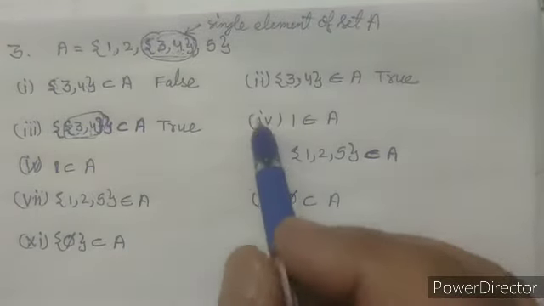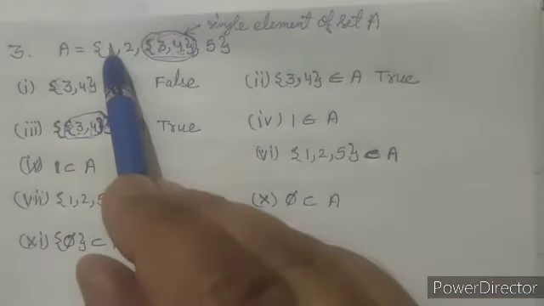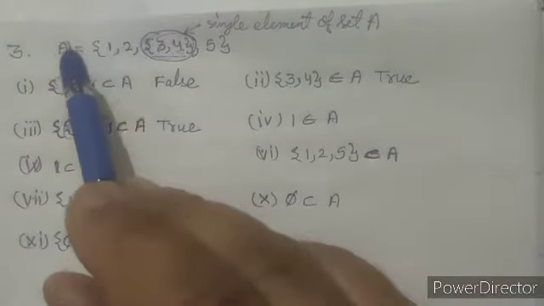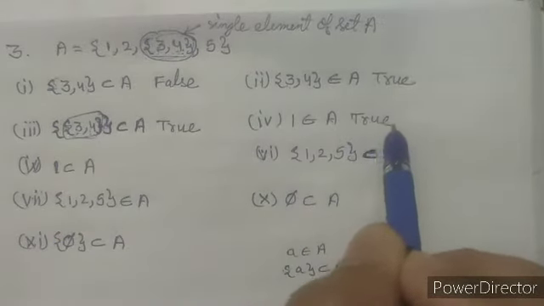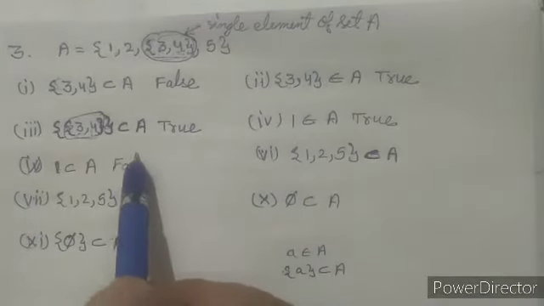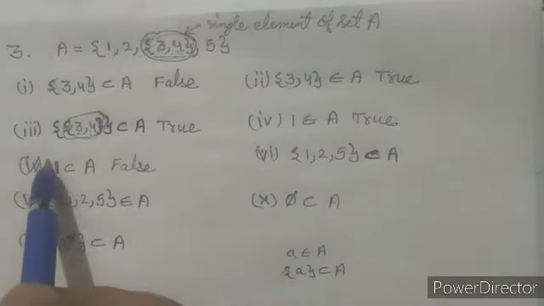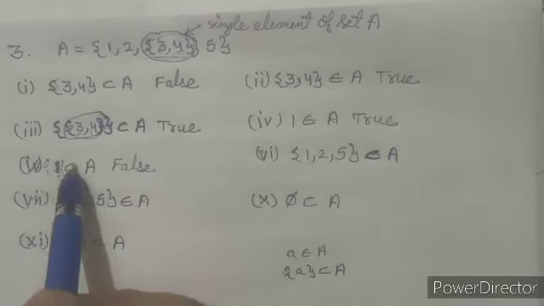Now in the fourth part, 1 belongs to A. Here he is saying 1 belongs to A. We know that 1 is an element of A. That means 1 belongs to A is true. Now, 1 is a subset of A. No, it is false, as a set is always written inside braces, and here braces are not put. So we can say that 1 cannot be a subset of A.